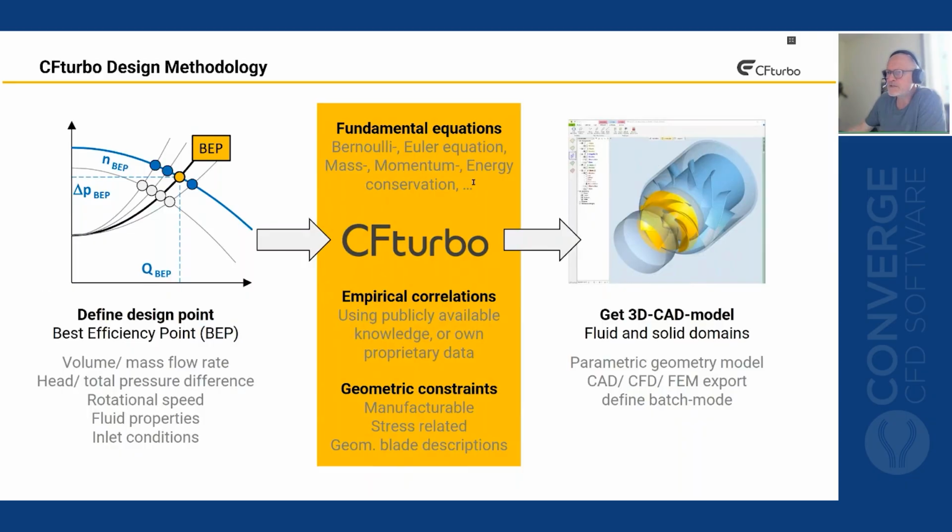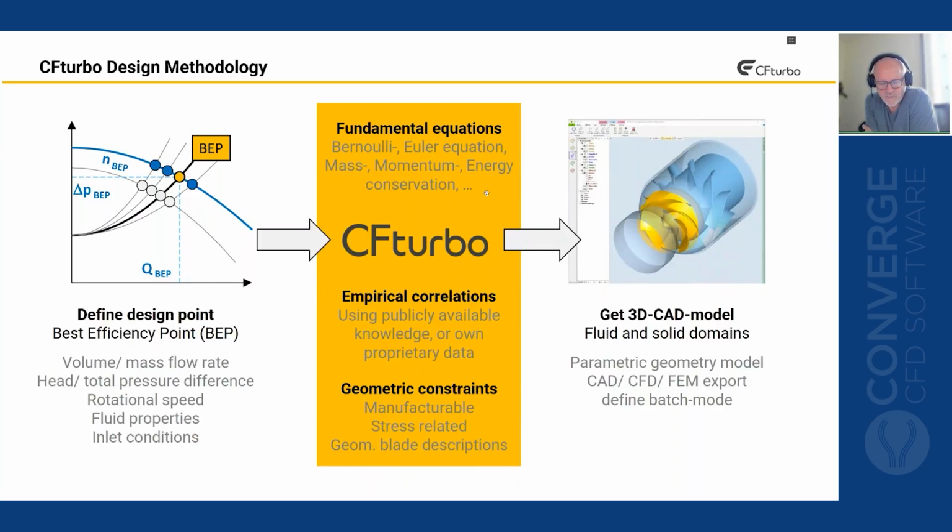CFturbo then uses all the fundamental equations of the well-known turbomachinery design theory, like Bernoulli-Euler equation, the conservation equations, and so on. And in addition, a lot of empirical correlations that are available in books and papers. And all these empirical correlations are visible in CFturbo and can also be customized by the user if he has special knowledge in these fields.